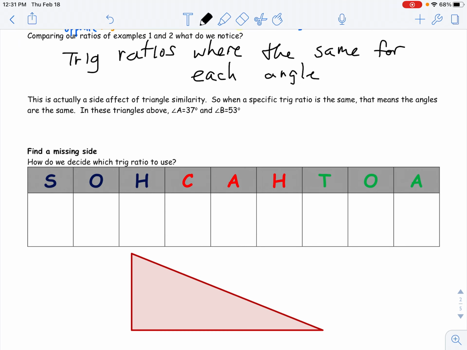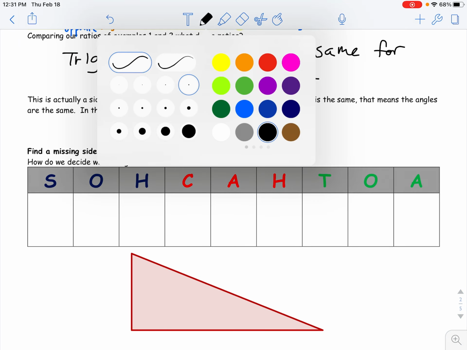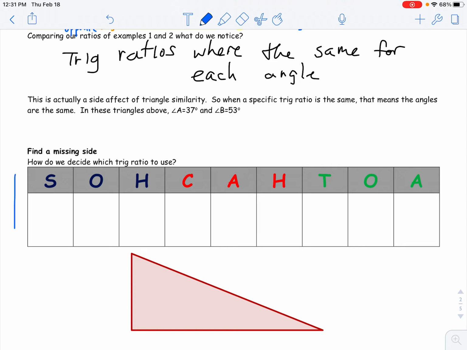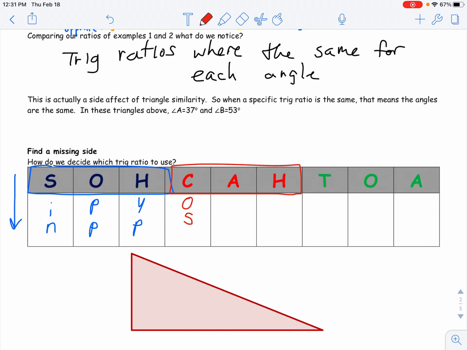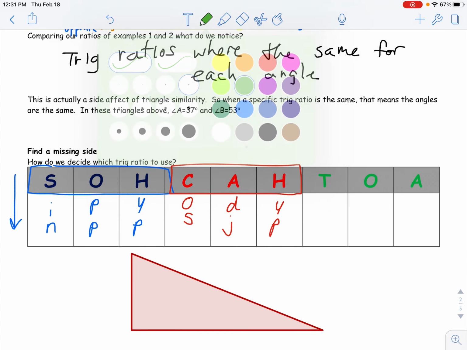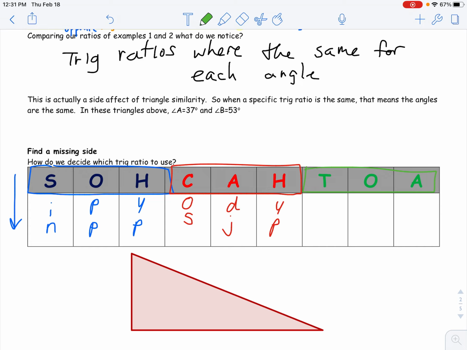Now, how do we know which trig ratio to use? We have our good friend SOHCAHTOA, all right? So we're gonna read it down like this. So sine is this first block of stuff. So remember, sine is gonna be the opposite over the hypotenuse. This next block of stuff, we got cosine. Cosine is the adjacent over hypotenuse. And then tangent is opposite over adjacent. All right, so you read this straight down.